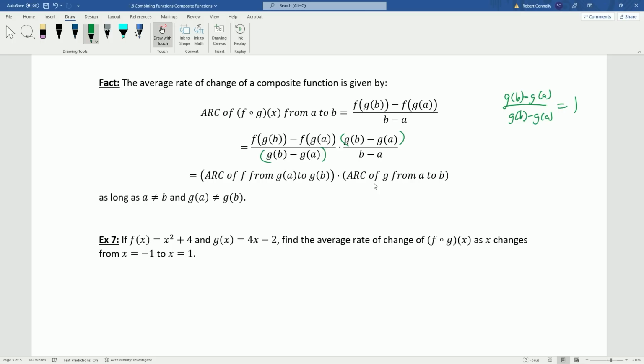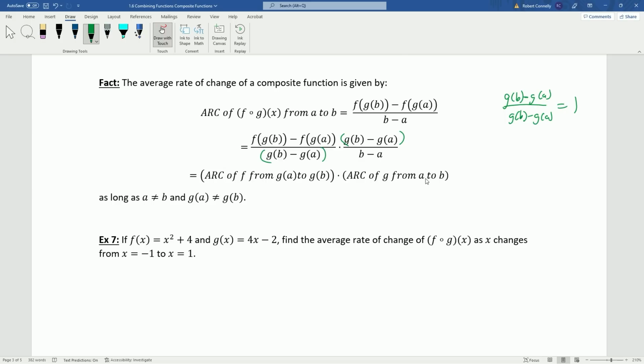A way you could think of this goes back to the car example I mentioned earlier. The average rate of change of my foot pressing the pedal, so that would be ARC of G, from the starting moment to the ending moment, times the average rate of change of the function that the car uses to determine acceleration, is the average rate of change of the actual change in acceleration of the car. So hopefully that makes some sense.